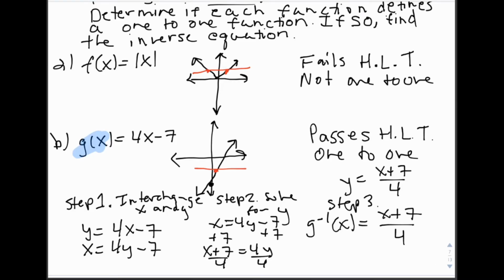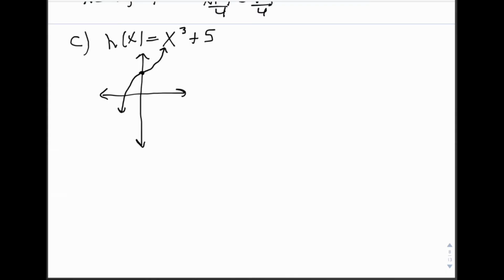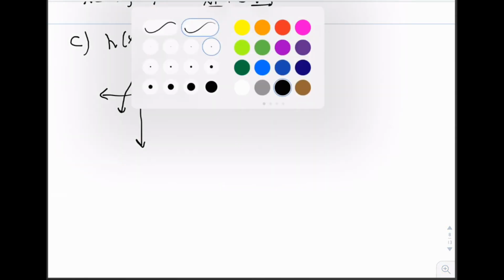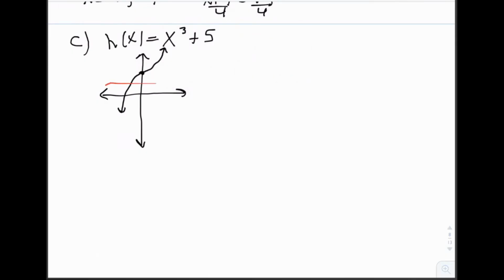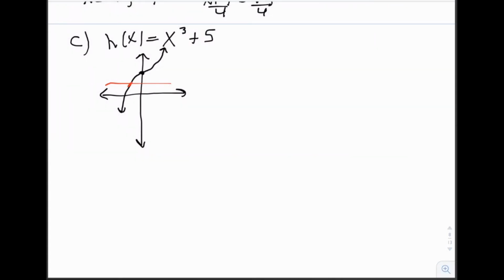Now let's look at our example C here. So looking at our example C, what do we have? We have our graph of x raised to the third plus 5. So if we draw a horizontal line here, it doesn't matter where we draw it, it's only going to intersect at one point. So we can conclude this passes our horizontal line test. So this one is going to be 1-to-1, which means we can try to find the inverse. So 1-to-1, let's perform step 1.